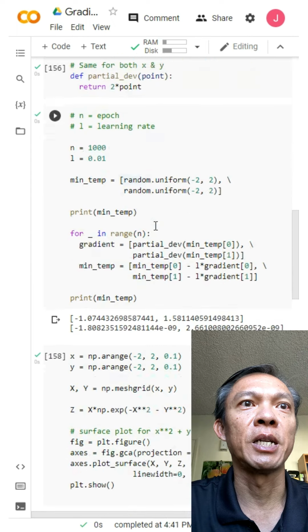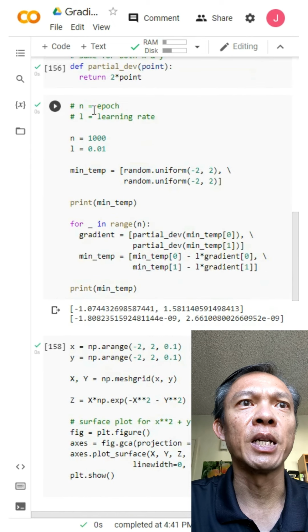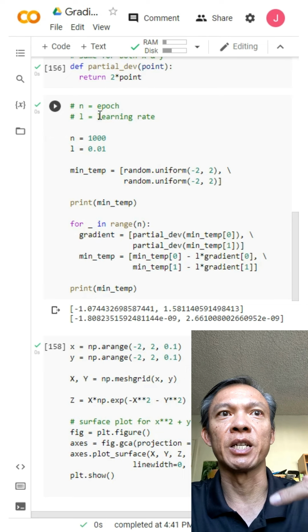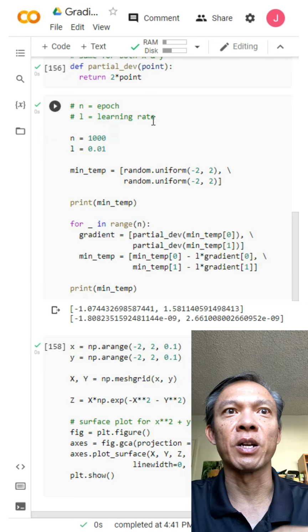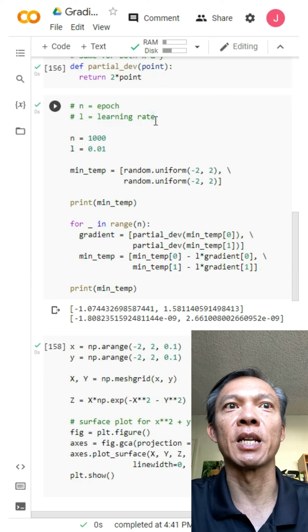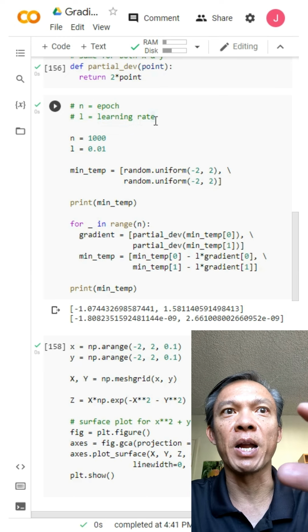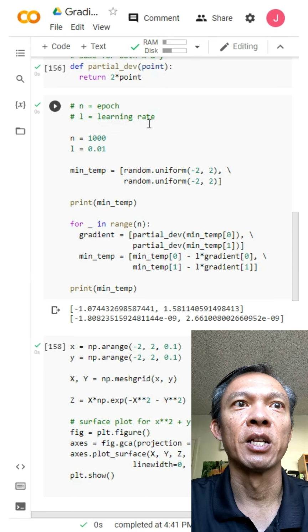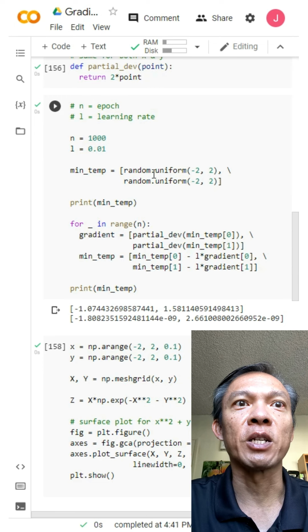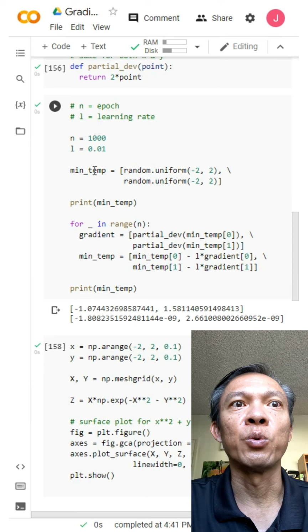Now to do the gradient descent, we're going to specify the learning rate and the epoch. Epoch is basically the number of iterations it's going to go, and the learning rate is going to scale the step, that is, how wide or how small the step taken is right here. So in this example, I'm setting the epoch to be 1000 and the learning rate to be 0.01. So I'm going to start at this point right here.